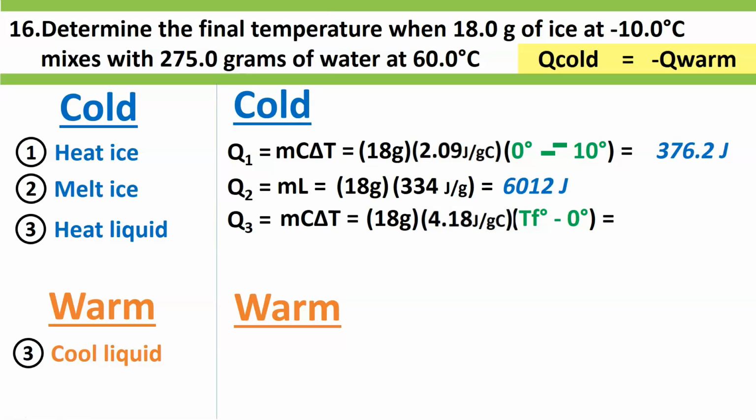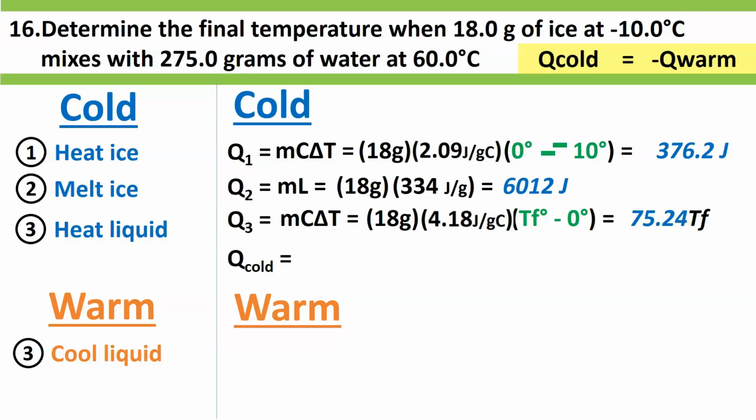But look what happens. We don't actually end up with a delta T here, do we? We don't know what delta T is. We know that this is going to start at 0 because it's line segment 3, but we don't know where the water is going to end up when it's finished. So you're going to leave it as TF. Distribute all this out, and you get 75.24 times the final temperature, times TF. Just leave it like that, okay?